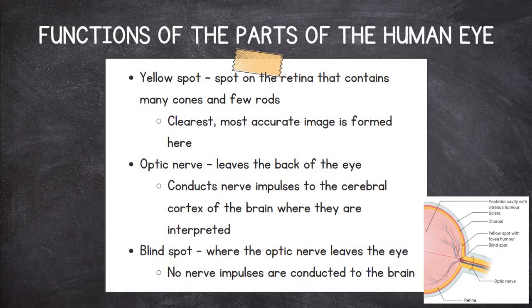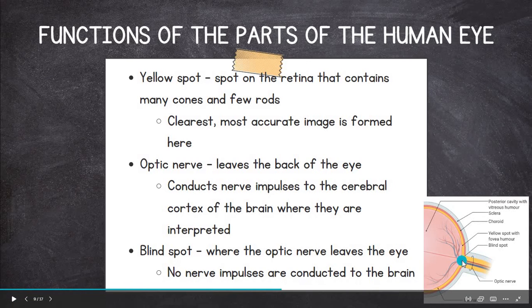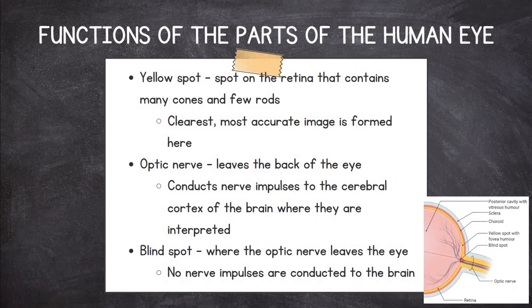And then the blind spot, which you can see over here, is where the optic nerve leaves the eye. So no nerve impulses are conducted to the brain from that specific spot. Okay, and then obviously these nerve impulses need to reach the brain. That is why we have this optic nerve, in order for our brain to actually interpret the image that our eyes are seeing.